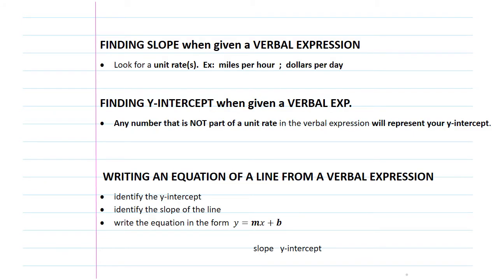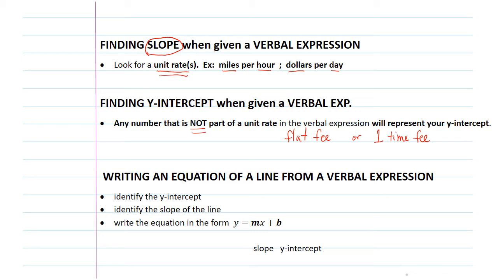Finding slope when given a verbal expression, what we're going to do is look for a unit rate. Unit rate is slope. You're looking for things like miles for every hour, dollars for every day, etc. Finding the y-intercept, you're looking for any number that is not part of a unit rate, like, for example, a flat fee or a one-time fee. Something you only have to pay once, like a deposit, etc.